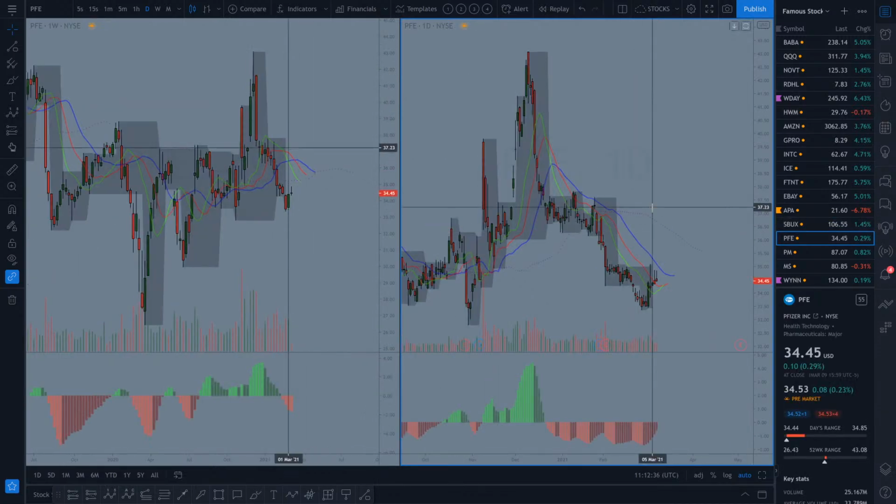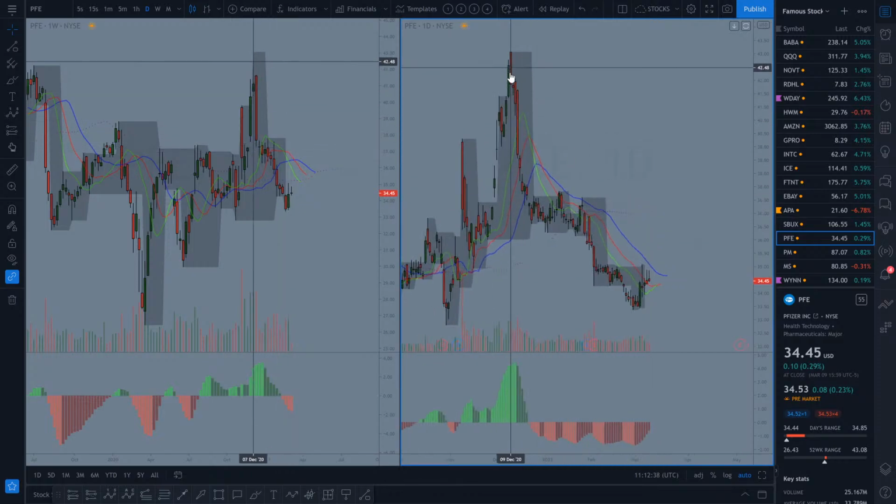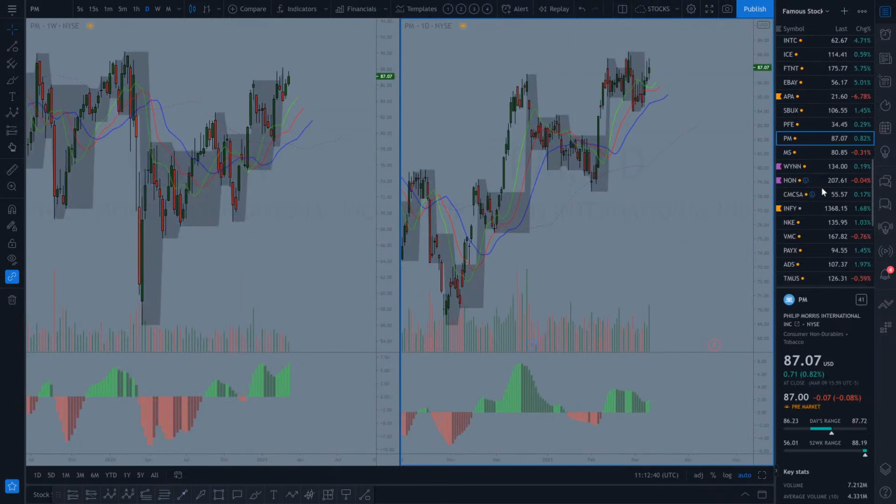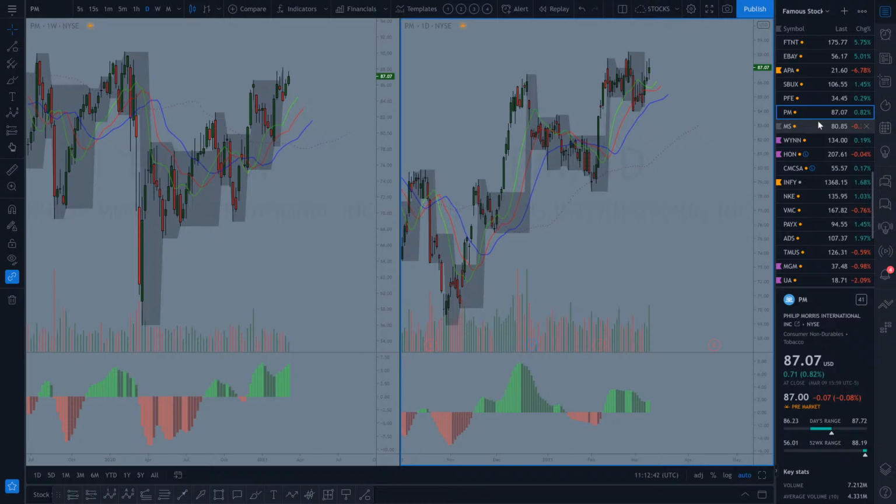Pfizer did not have much success after that. And you can publish it as well. So this is pretty awesome, a modern day tool. Quite expensive though.